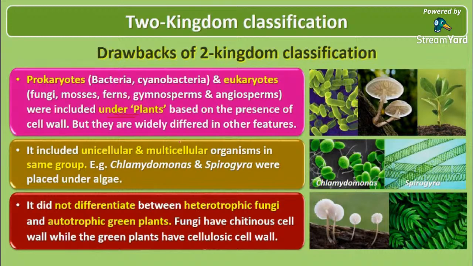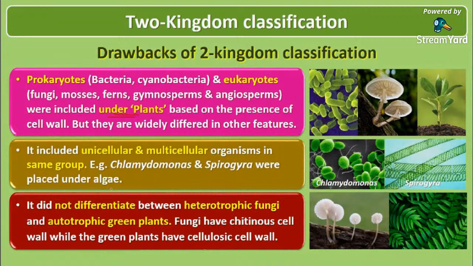The second one is that both unicellular and multicellular organisms were placed in the same group. Unicellular and multicellular organisms were mixed and placed together in the same group, that is under algae. And this system does not differentiate between heterotrophic fungi and autotrophic green plants. Both were included together in this two kingdom system of classification.